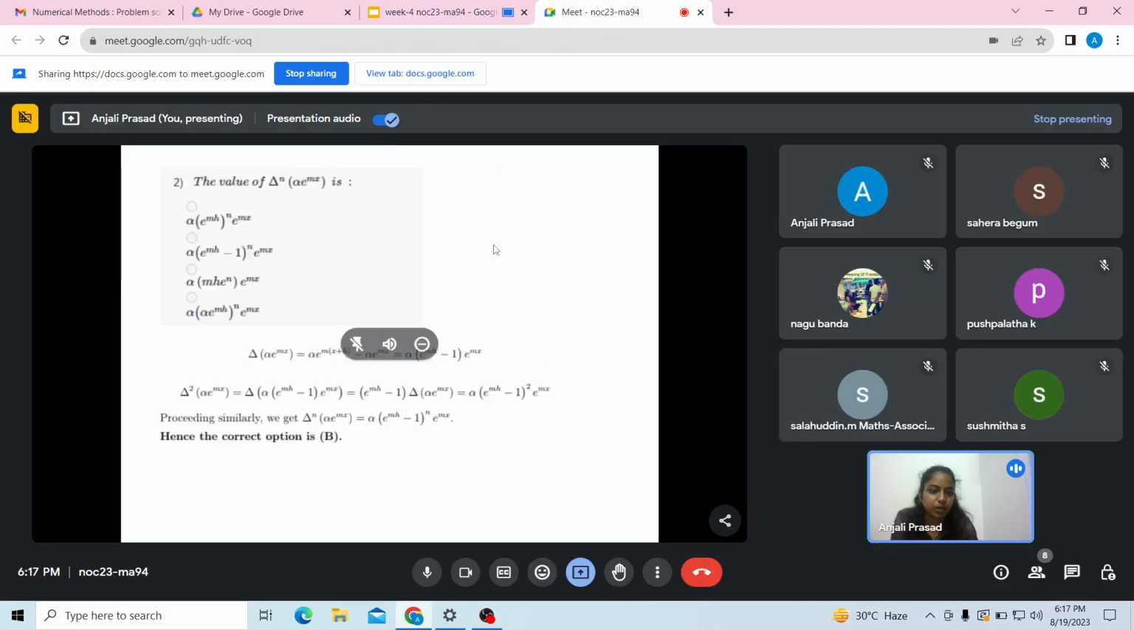Are you all getting it? Finally for delta n of alpha e power mx, you will get alpha into e power mh minus 1 whole power n into e power mx. I hope it's clear to everyone. Try to solve it. Simplify it. Are you getting it? If you have doubt, tell me.